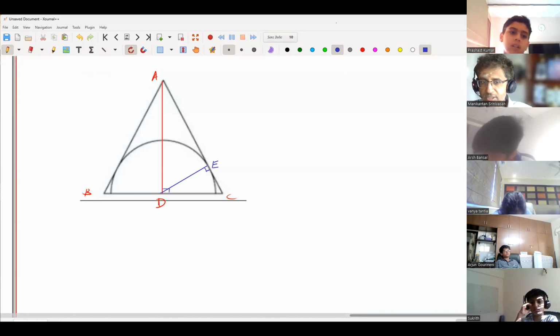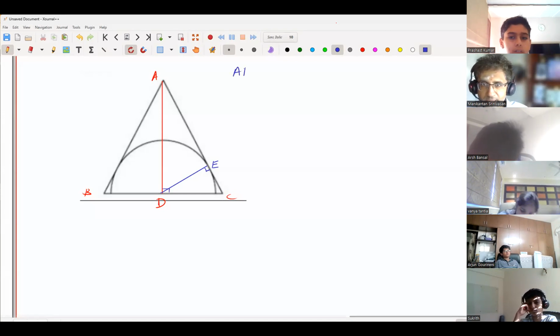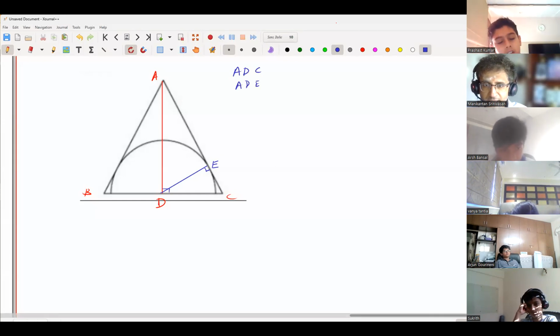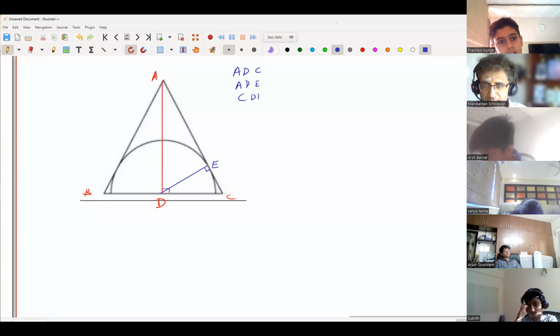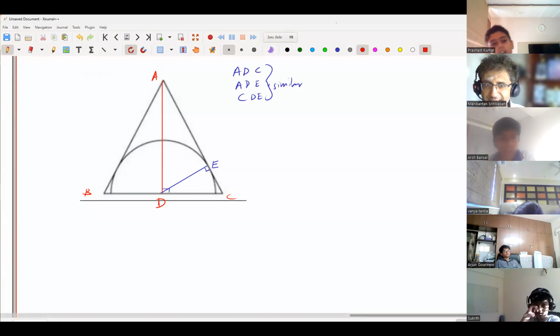So the three triangles: you see the ADC triangle, this is the big one. And you see a medium triangle, which is ADE. And then you see a small triangle, which is CDE. All three are similar. Now we can therefore use the similarity property to measure the side length ratio.